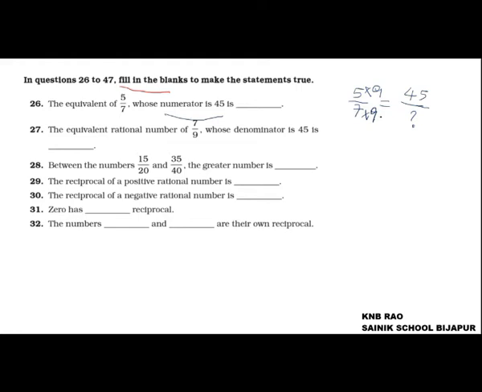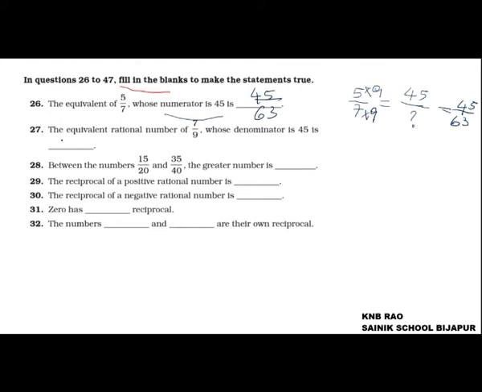So 7 into 9 gives 63. So that number is 45 upon 63.